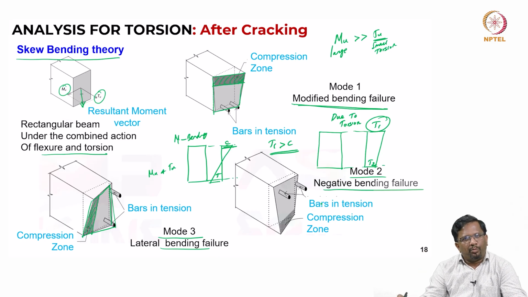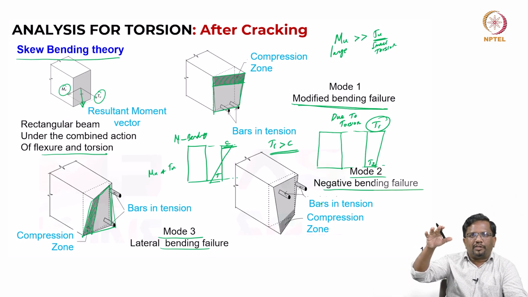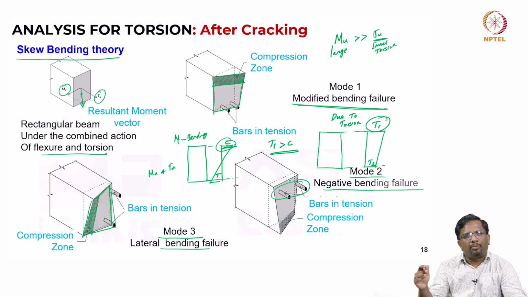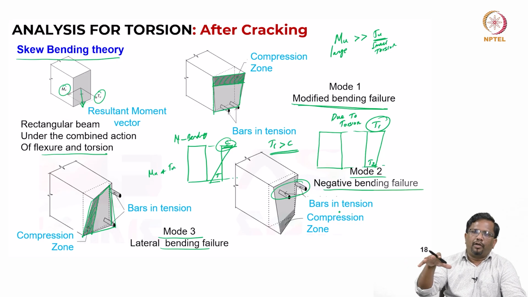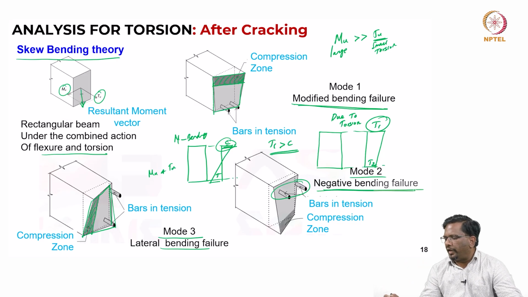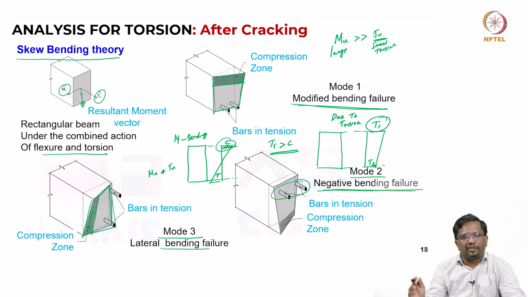If your twisting moment is significantly higher, that can create tension in such a way that it can compensate the compression that is coming from bending, and you can put your bars at the top in tension. So, that is what we are seeing. It is as good as having a bending moment in the opposite direction. That is why we call this a negative bending failure mode. So, we have to design for that.